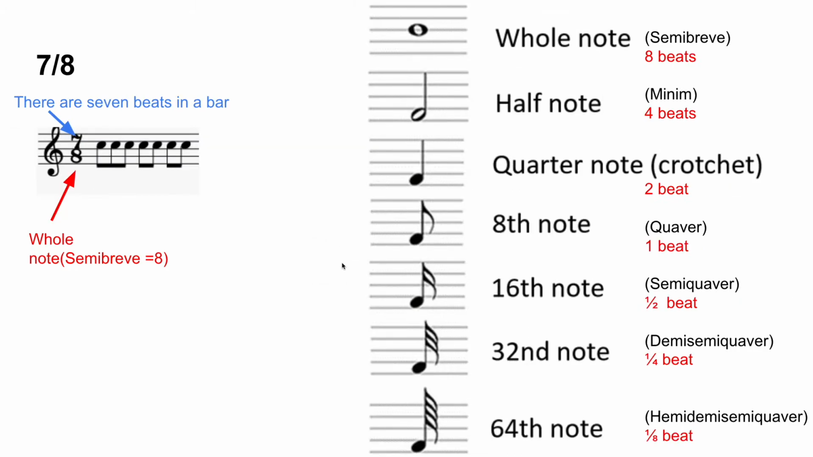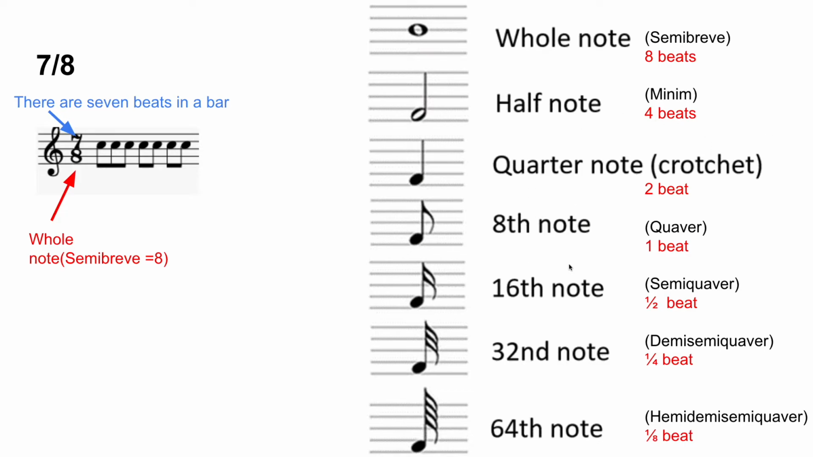Here's 7/8. This is a little bit less common, but does come up nevertheless. So looking at this, I can tell that there are going to be 7 beats in a bar. The bar is going to be organised around 7 beats, and that the whole note here equals 8. So if the whole note equals 8 beats, then the half note, the minim, is going to be 4 beats long. The quarter note, the crotchet, is going to be 2 beats.